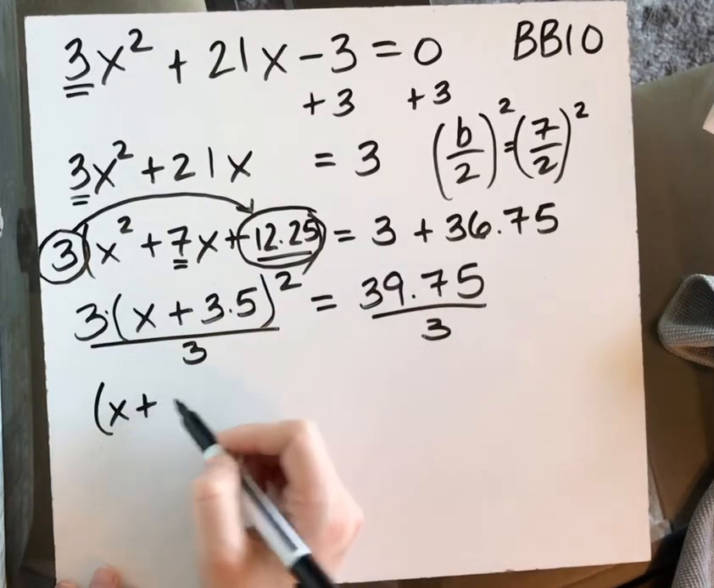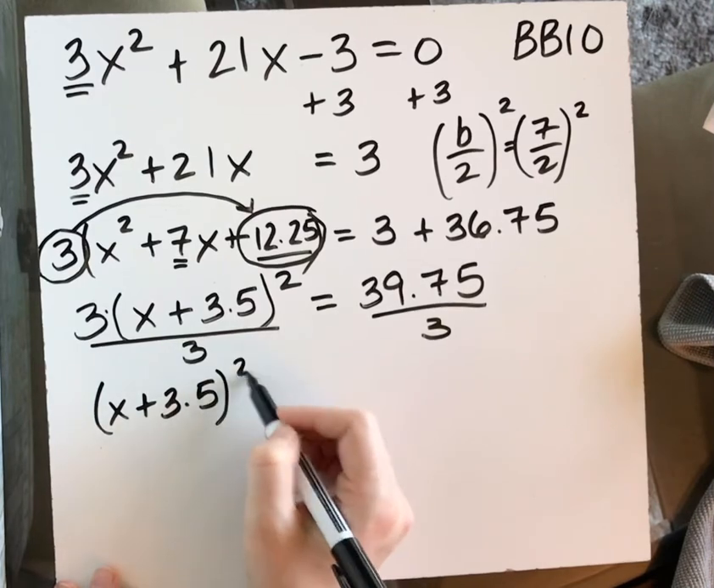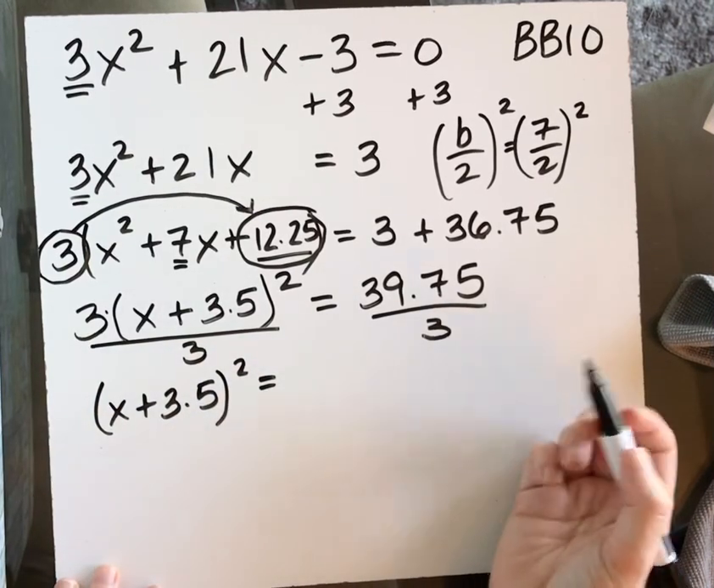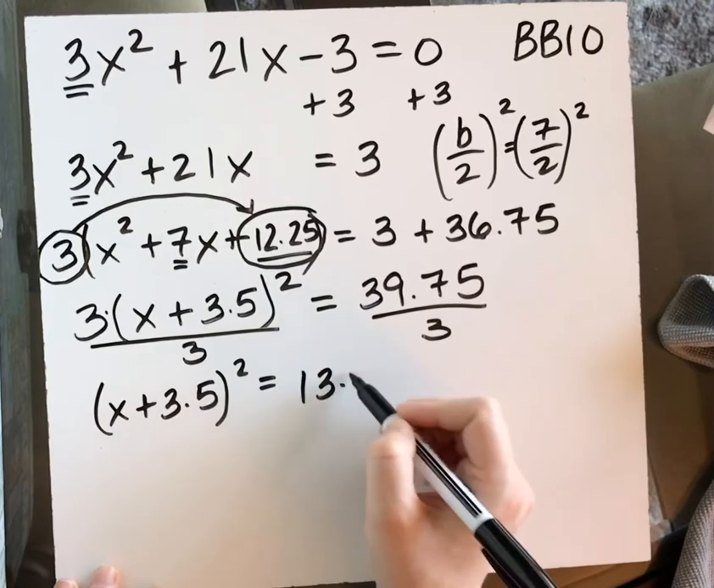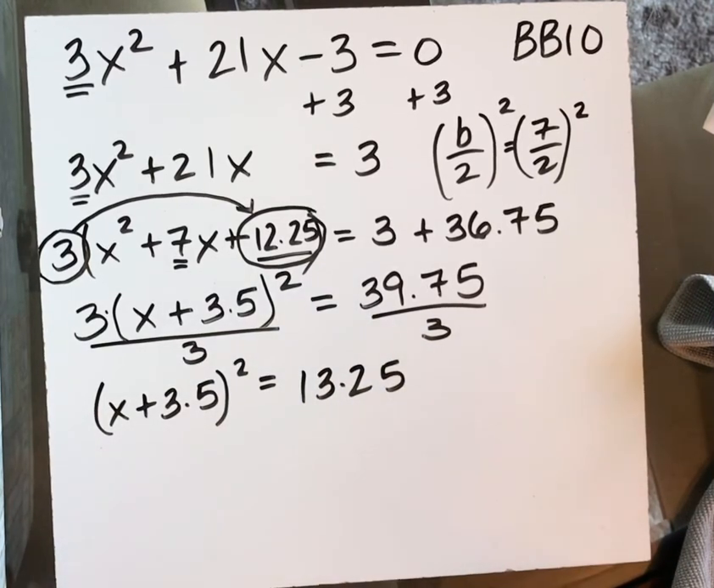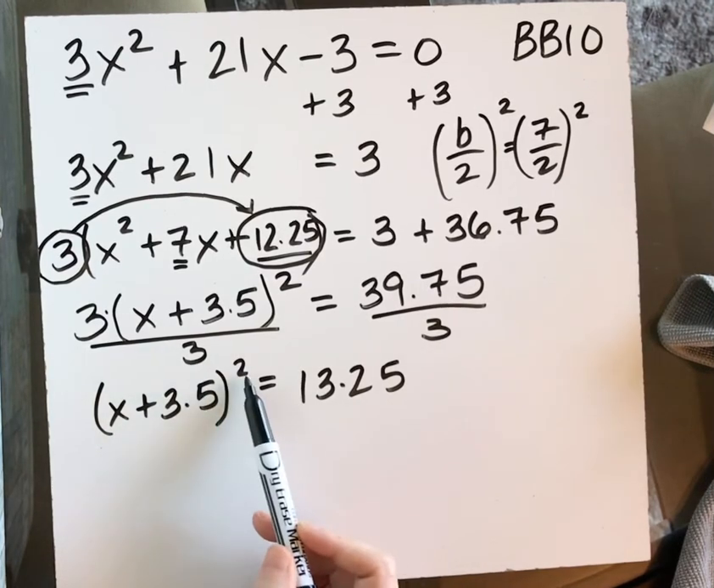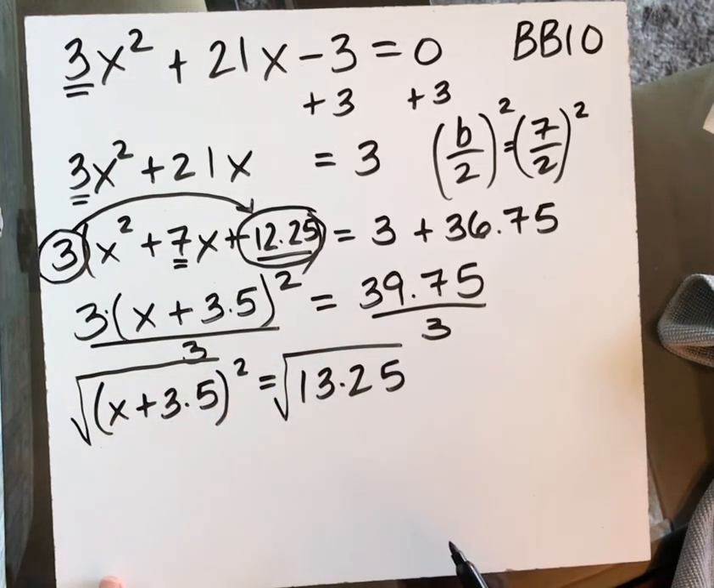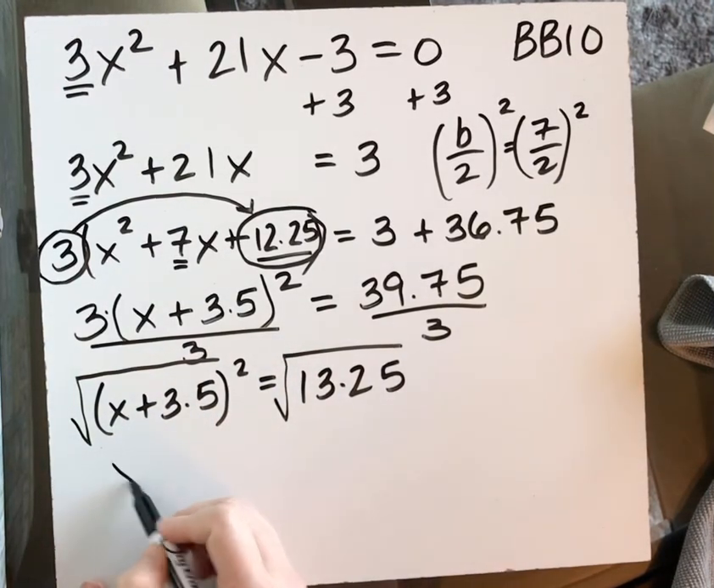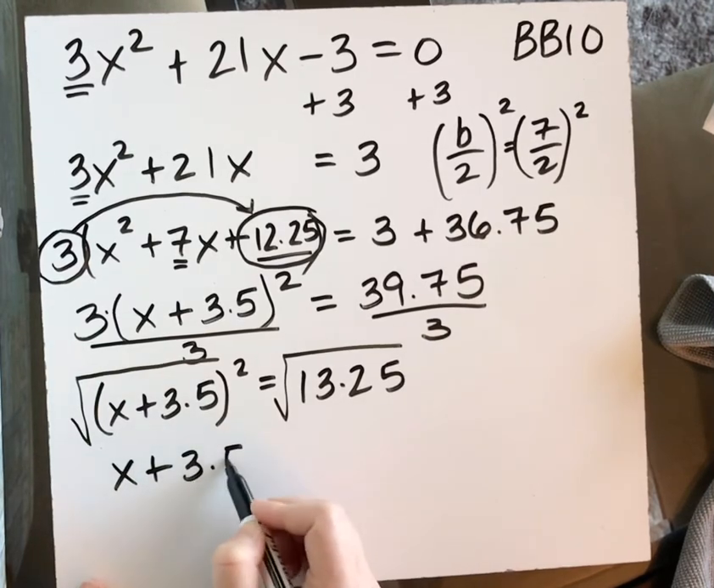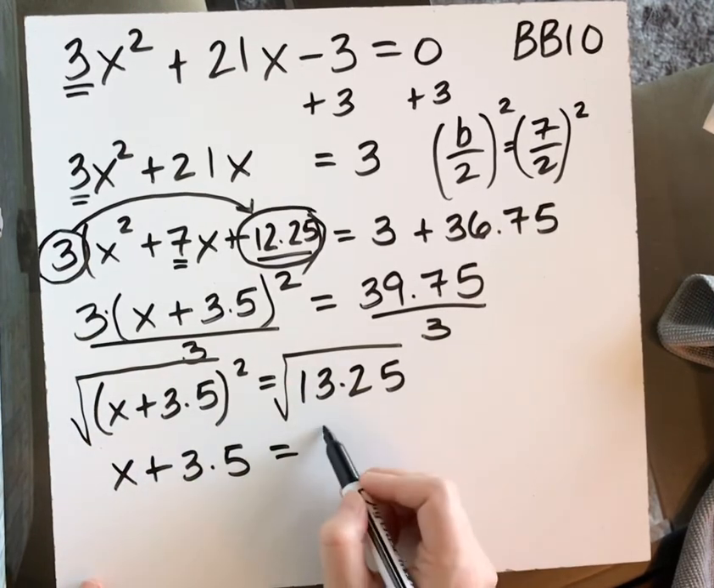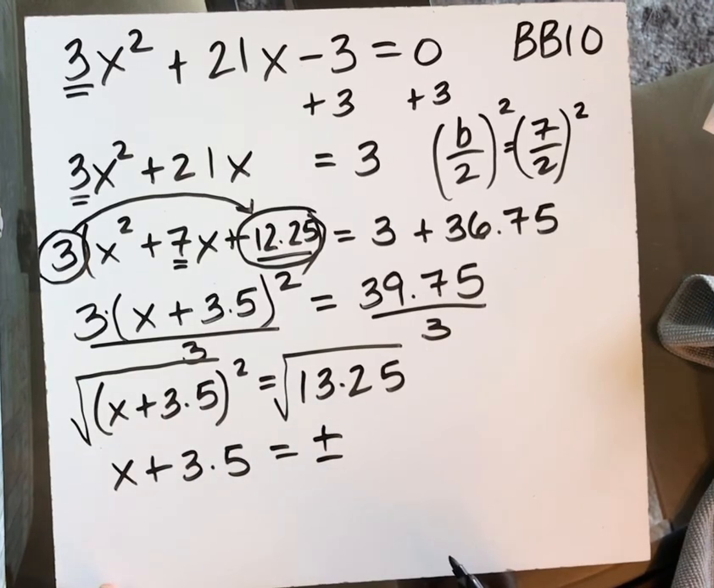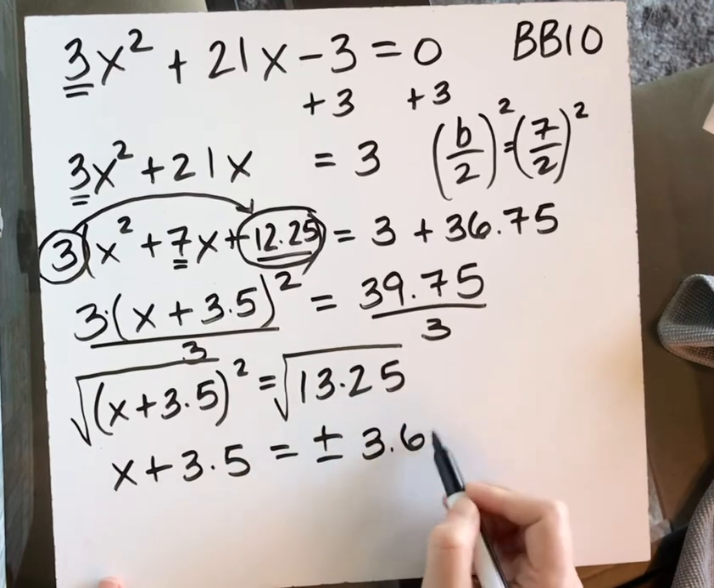So we have (x plus 3.5) squared equals, in the calculator that's going to give us 13.25. So now we have isolated what's being squared, and to get rid of our square, we're going to perform the inverse operation by square rooting both sides. So we now just have x plus 3.5 equals, plus or minus, in the calculator, if we round to the nearest hundredth, that's going to give us 3.64.